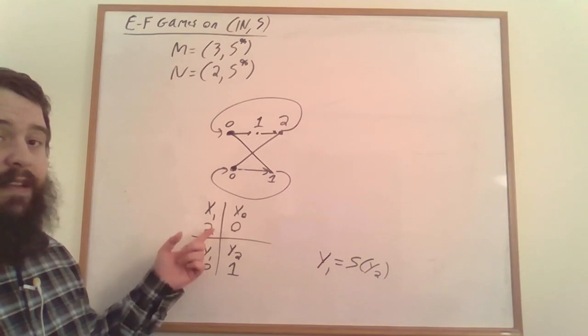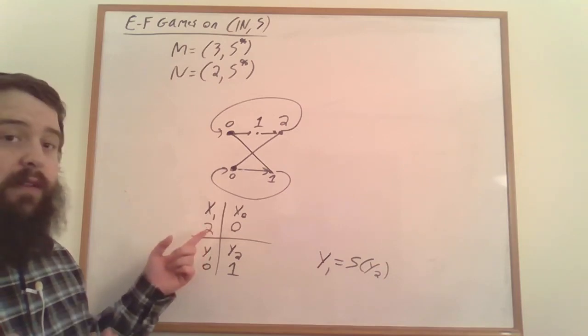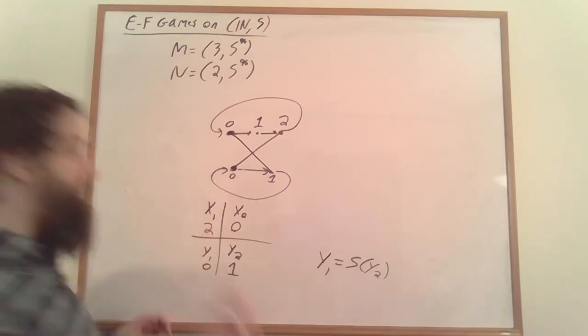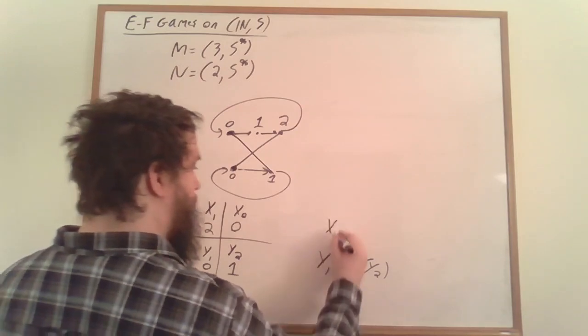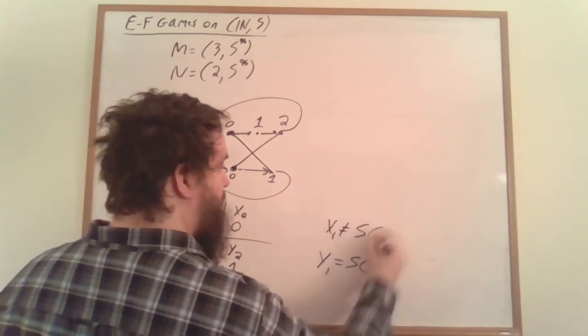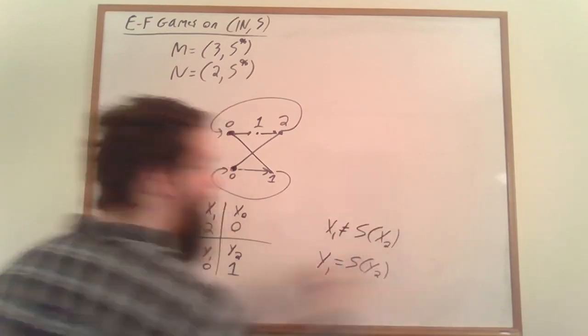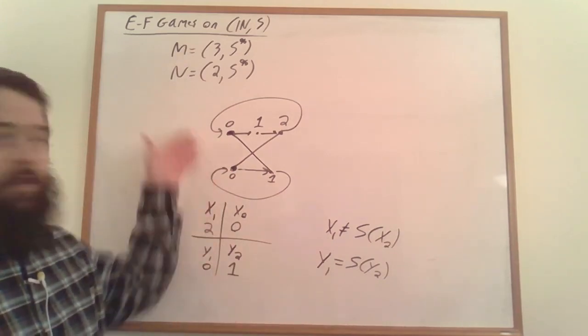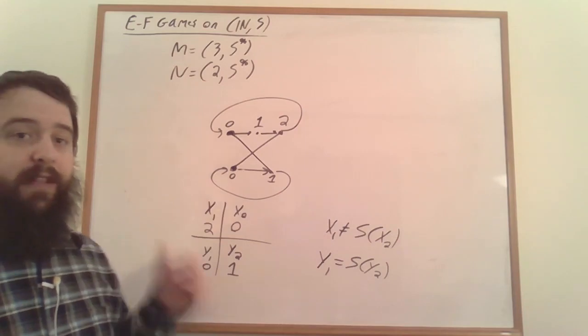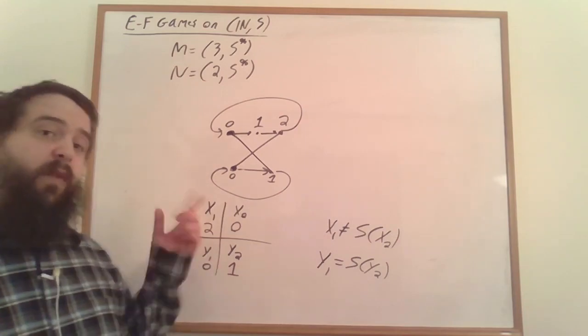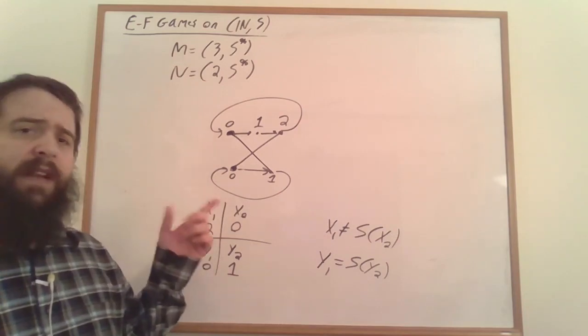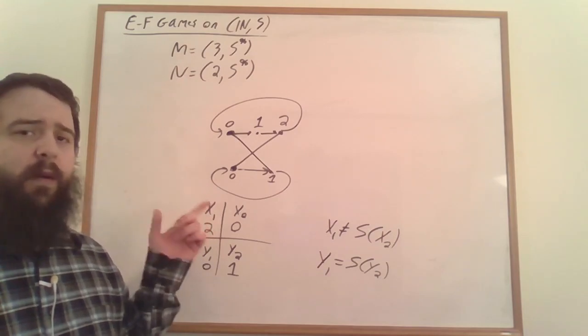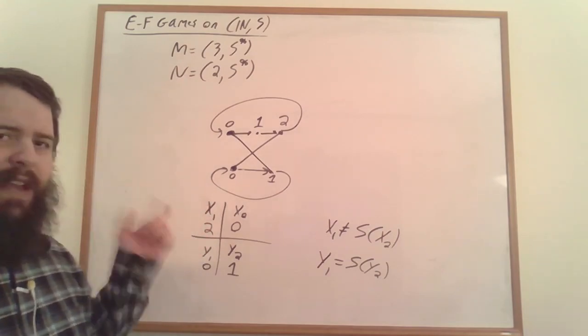On the other hand, in this structure, the corresponding formula is not true. It's not the case that x1 is the successor of x2. So we have an atomic formula that's true in this structure that's not true in this structure, and so duplicator has lost. These sorts of loop structures are really important, and we'll come back to them later in this video, but they're tricky to work with.